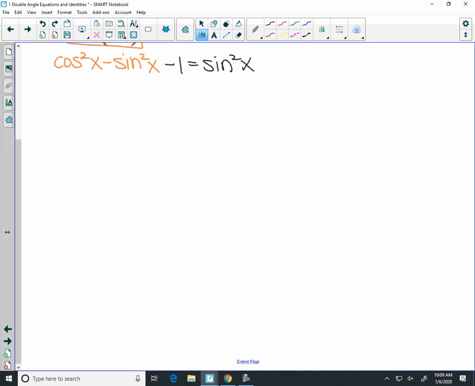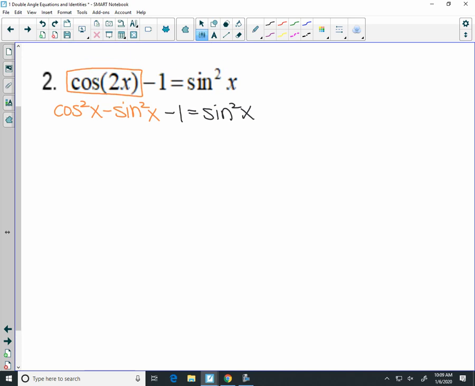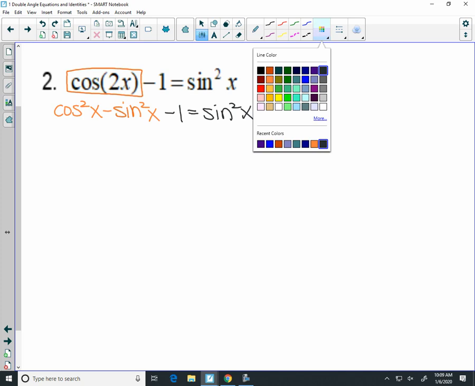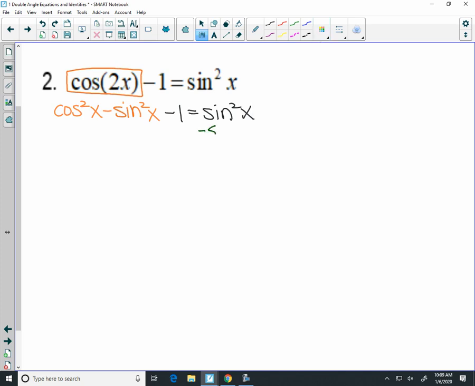And now we just solve like normal. Since I see squares all over the place, I'm going to get everything onto the same side of the equation. And I can do that most efficiently by just moving this sine squared over.